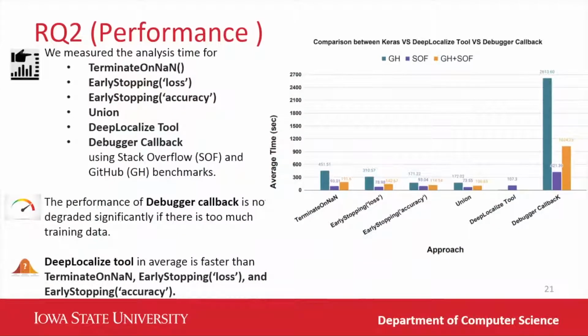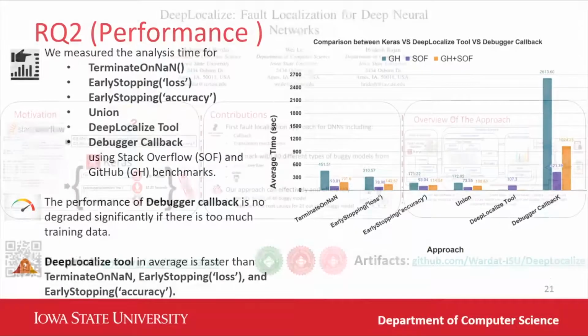To answer research question 2, we measured the analysis time for the 3 Keras methods, our tool and our callback method, using Stack Overflow and GitHub benchmarks. The figure shows our tool using dynamic analysis is practical and faster than Keras in identifying the bug. On the other hand, our callback needs more time to do dynamic analysis for additional parameters beyond loss and accuracy. This overhead is usually insignificant compared to the amount of time taken by the terminate on NaN method.